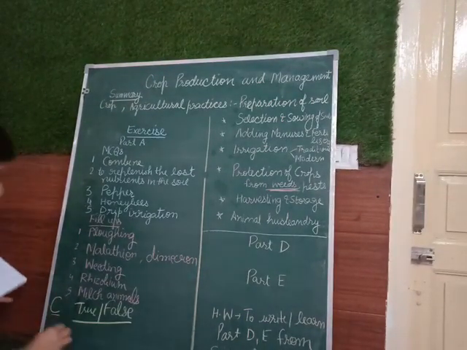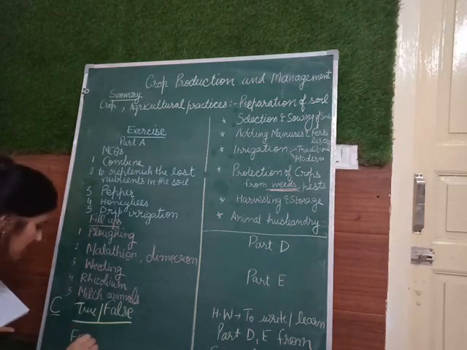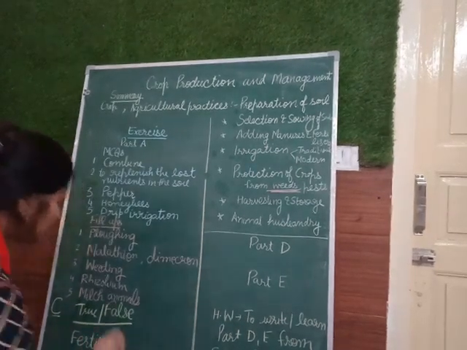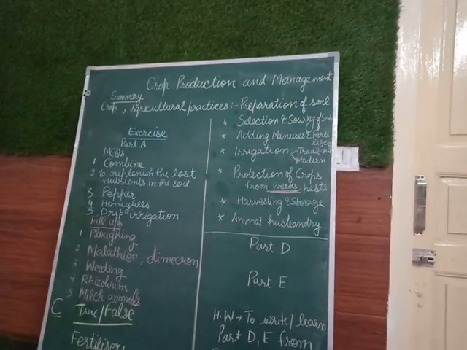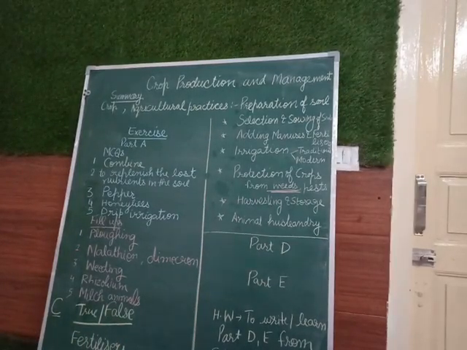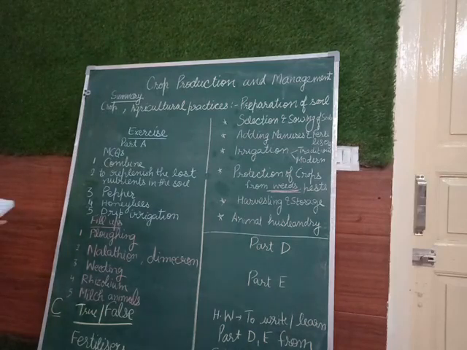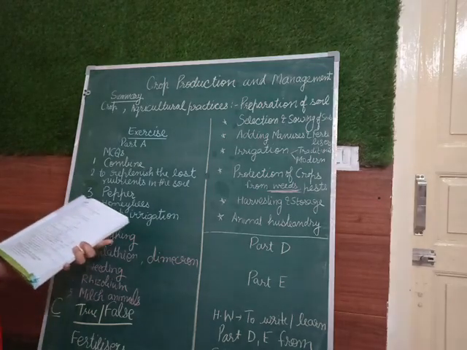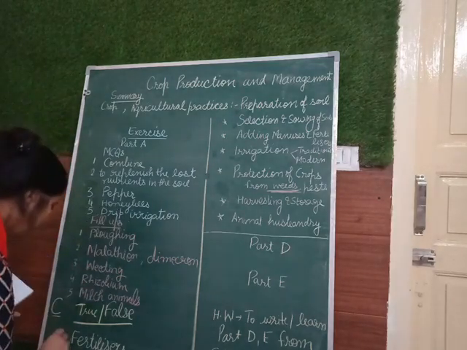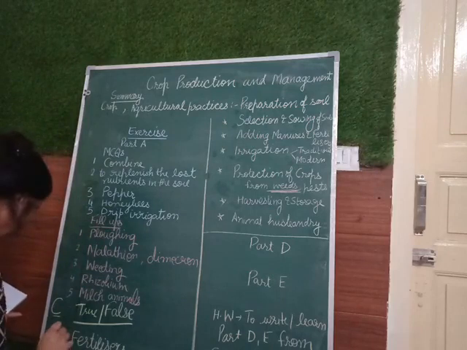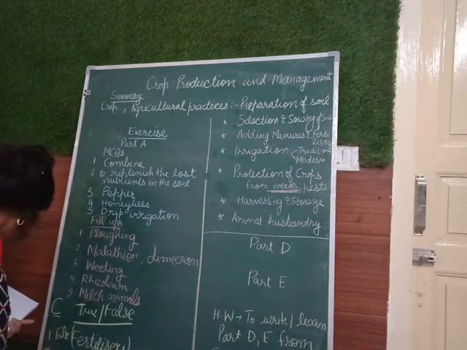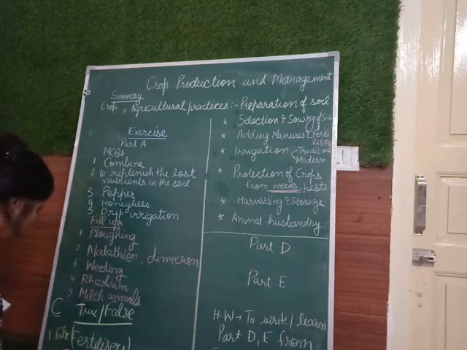Fertilizers. Manures, false. Fertilizers add specific nutrients to the soil. Second, cutting and gathering of crops is called harvesting. Very much true. First, false. Fertilizers. Then second, true.